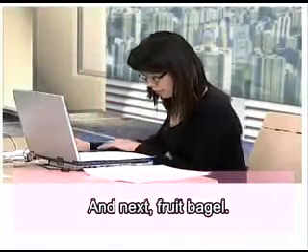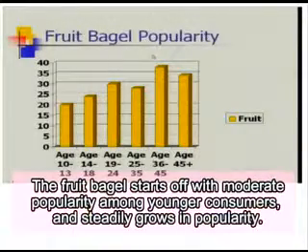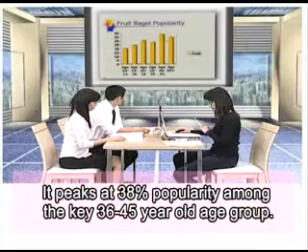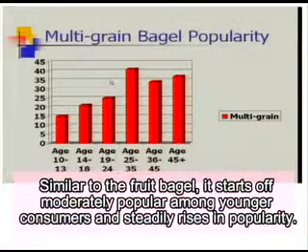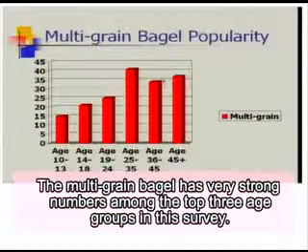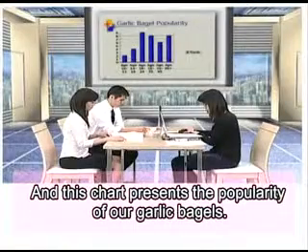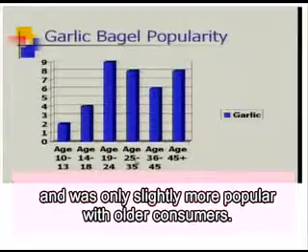And next, fruit bagel. This chart presents the popularity of our fruit bagels. The fruit bagel starts off with moderate popularity among younger customers and steadily grows in popularity. It peaks at 38% popularity among the key 36 to 45-year-old age group. And next, this chart presents the popularity of our multi-grain bagels. Similar to the fruit bagel, it starts off moderately popular among younger customers and steadily rises in popularity. The multi-grain bagels has very strong numbers among the top 3 age groups in this survey. And this chart presents the popularity of our garlic bagels. This product was not popular at all with our younger customers and was only slightly more popular with older customers.